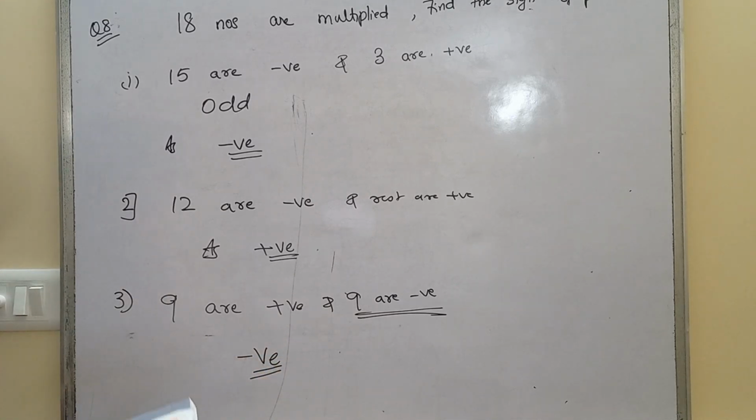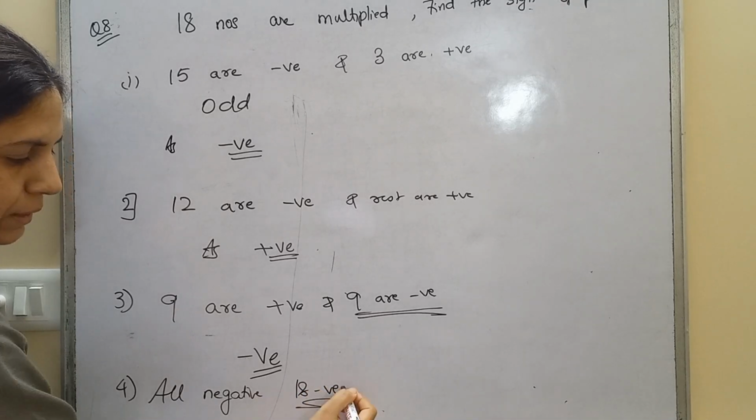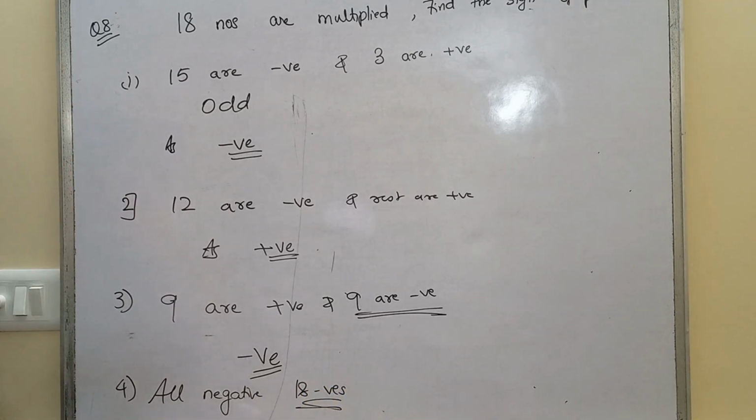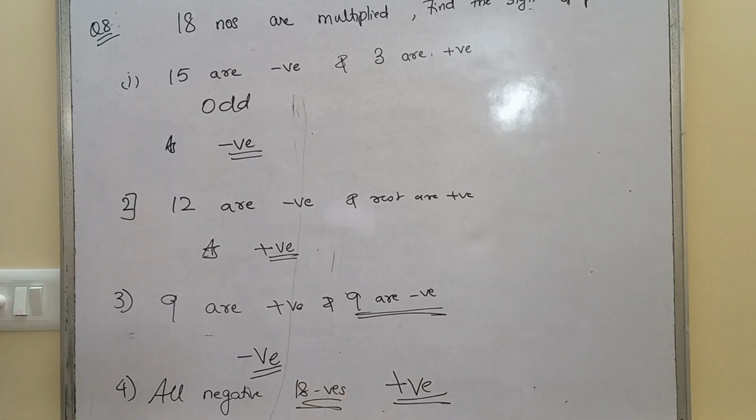The next question is all are negative. All means what? How many? 18 negatives. 18 is an even number. So your product, the answer, would be positive. Hope you understood this. Let's go ahead with the next question.